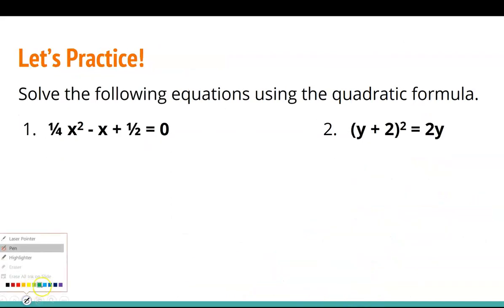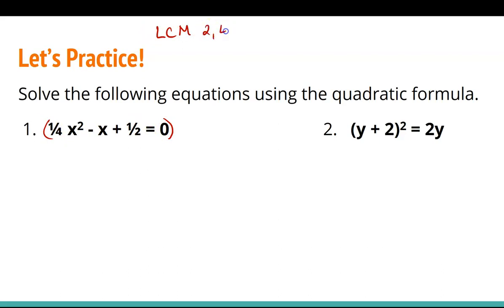Okay, the next two, I would encourage you to try these on your own. They do look different, so maybe just watch me get them started, pause the video, and then do the problem, and then check your answer with me after. So for number 1, we have all these fractions, so I would get rid of all of our fractions in the first step. We're going to think of the least common multiple of 2 and 4. So the smallest number that 2 and 4 both go into would be 4.